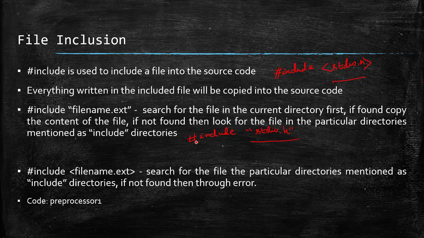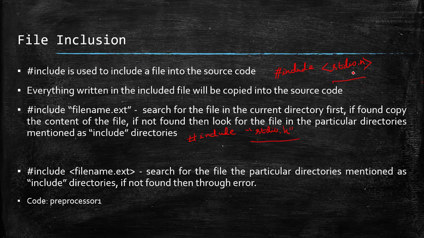And if it is found, then it will copy, else it will throw an error that the file couldn't be found. Next, the notation we have generally used, that is #include in triangular brackets, the file name dot extension. So here we have used this notation. In this case, the file will be searched in the include directory only. If not found, then it is going to throw an error.